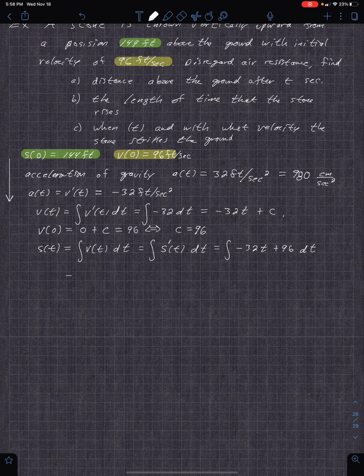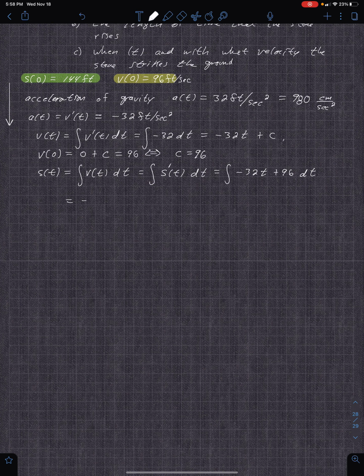All right, so then you get that that's equal to negative 32t squared. Oops, didn't do that right. That's going to be negative 16t squared plus, right, you add 1, you get 2 and divide and get 16. And then 96t plus your arbitrary constant d. But we're given s of 0 is equal to 144. So you put in zeros. Those are both zeros. Those go to 0. And so d will be 144.